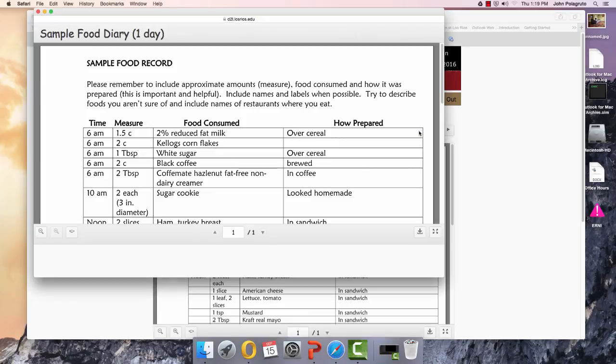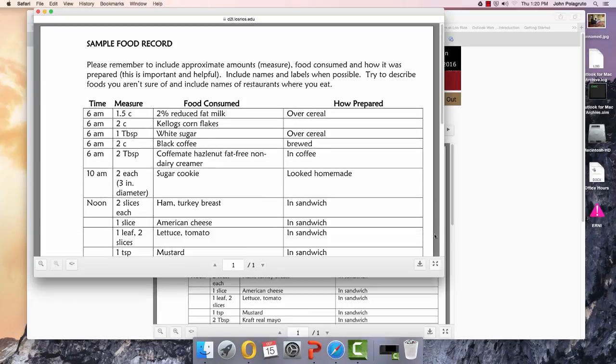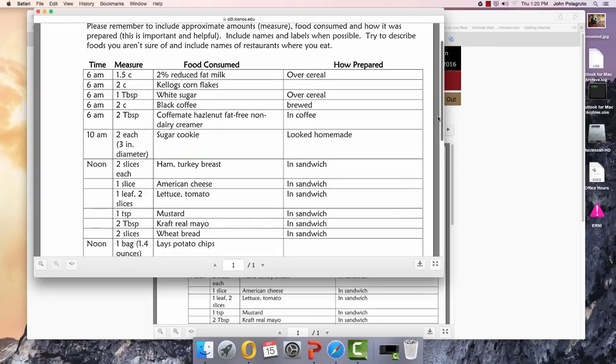So this food diary was done long ago, something I did with my spouse when we were grad students, and it gives you a good example of what a food diary looks like. It has a column on the left called time, so that's when you ate something. Column next to that called measure, how much did you eat? And for students, I know they struggle with this. The food consumed is what you ate.